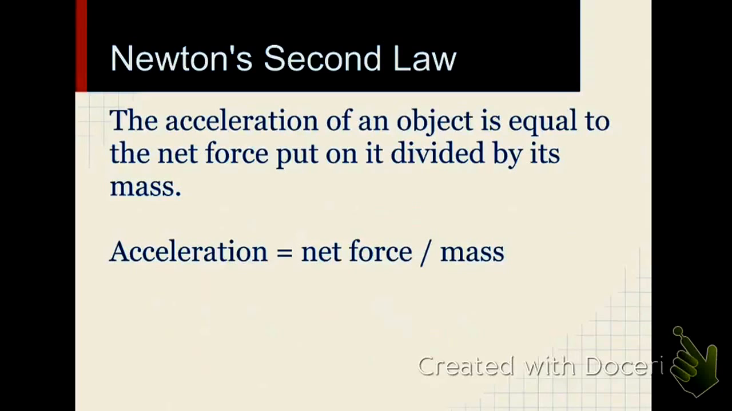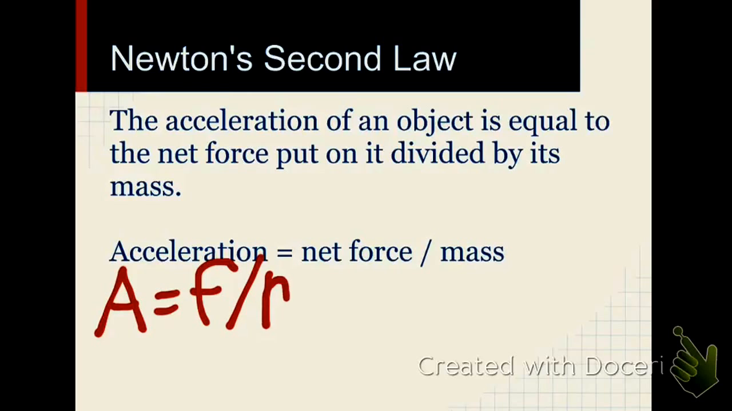Acceleration can be very easily calculated if you know both the mass and the force exerted on the object. And this brings us to Newton's second law, which allows us to do just that. Newton's second law states that the acceleration of an object is equal to the net force put on it divided by its mass. That is restated below in equation form, where acceleration equals net force divided by mass. This is abbreviated to be A equals F divided by M.